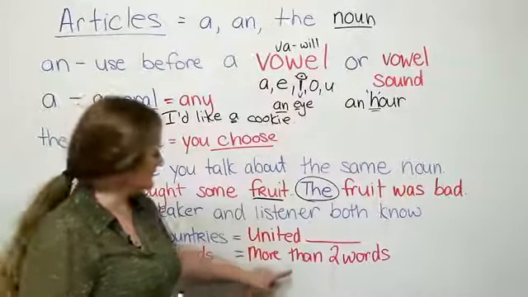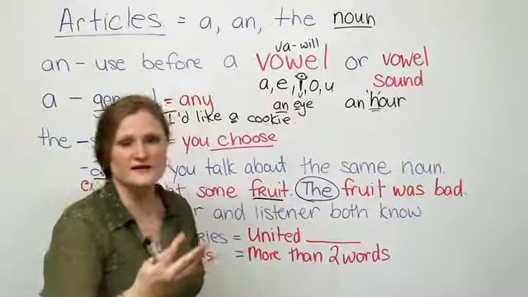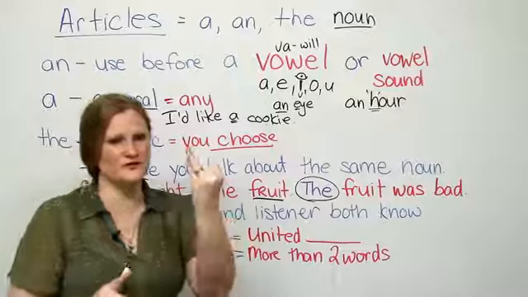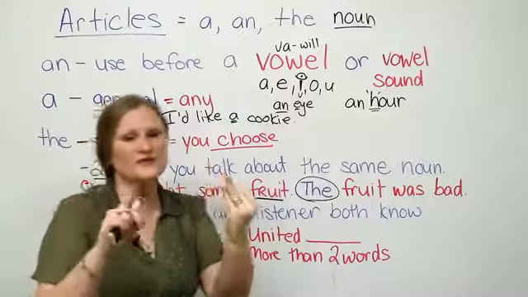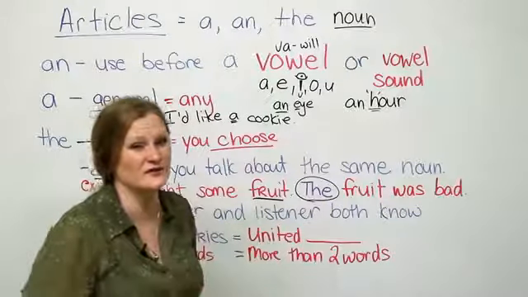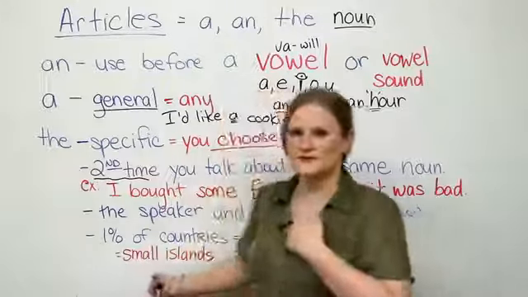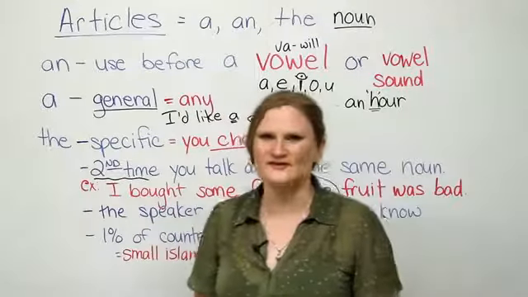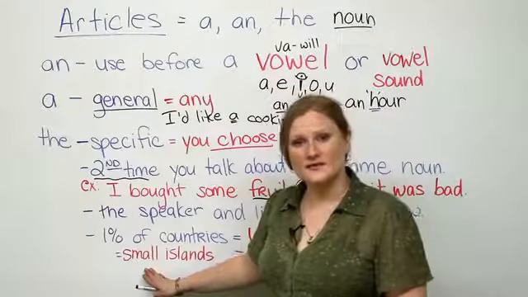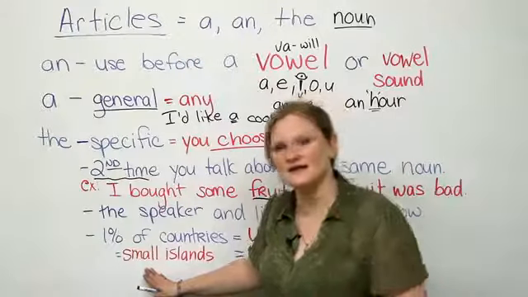The second one is if the country has more than 2 words in the name, you're going to say "the." For example, New Zealand. New Zealand only has 2 words. I do not say "the New Zealand." If it has more than 2 words, I have to put "the" in front of the country. The last one is the most difficult. If you were like me and did not do well in geography class, this one's hard. We have to use "the" if the country is comprised of tiny or small islands.